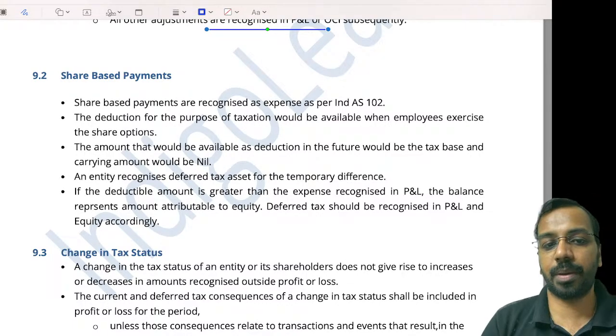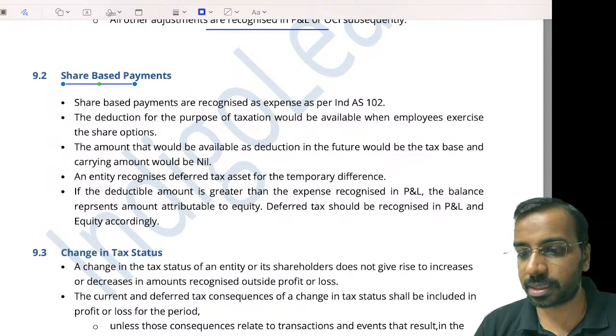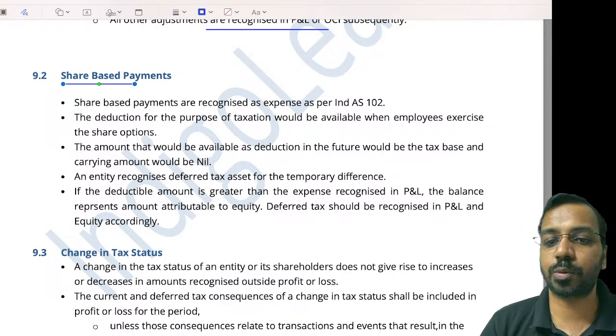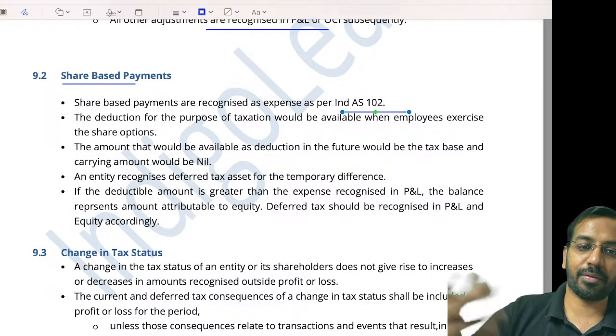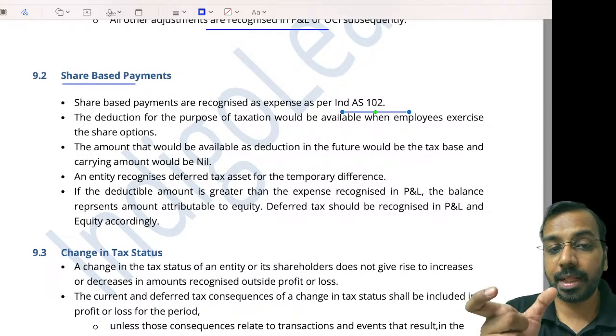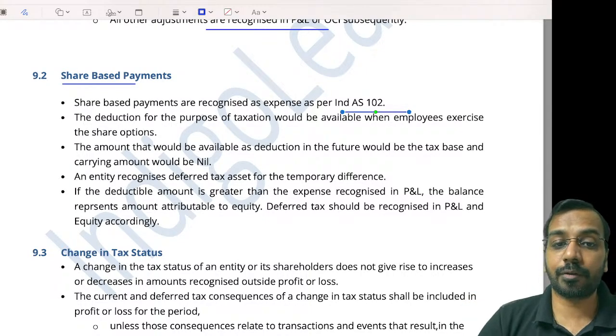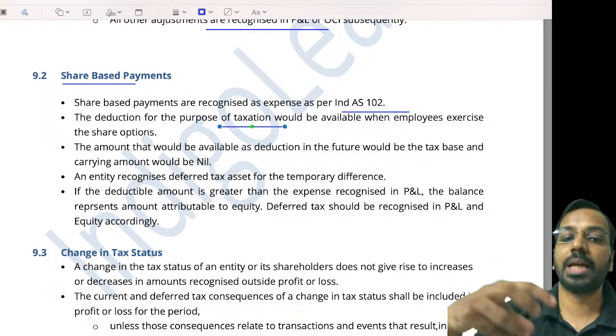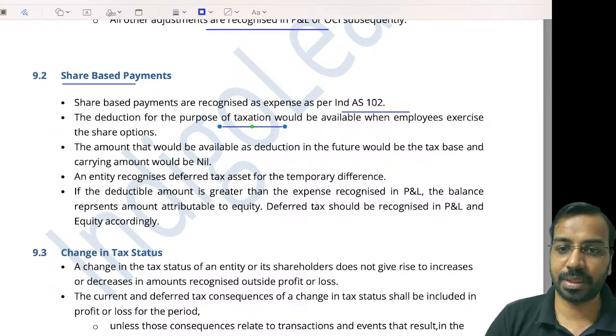Then share-based payments. Yes, 1 year, Mohan Kumar, good. Whenever there is share-based payment, you will recognize it as expense as per Ind AS 102. So, as per Ind AS 102, we have understood, we will recognize share-based payment, right? Now, that is from the accounting point of view. From the taxation point of view, whenever the employees exercise the share option, at that point of time we will get the deduction.